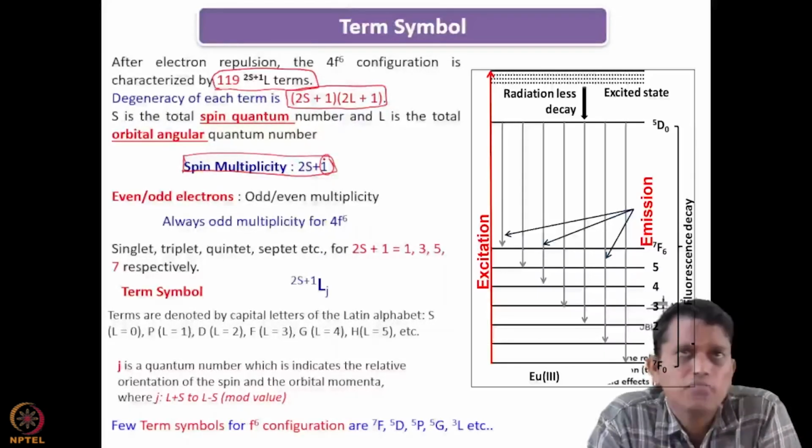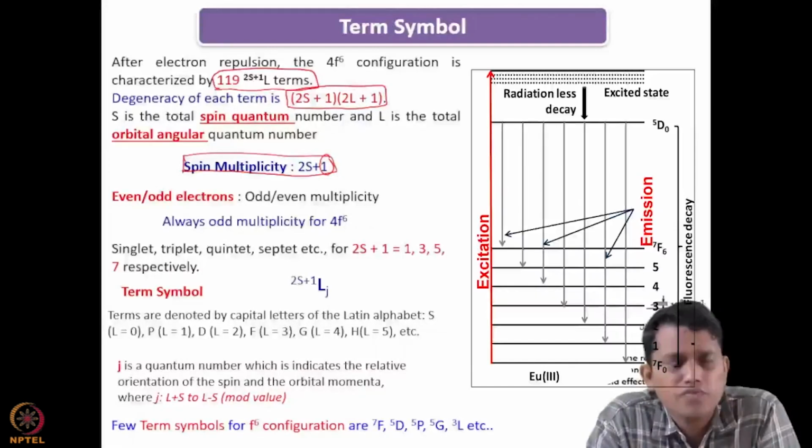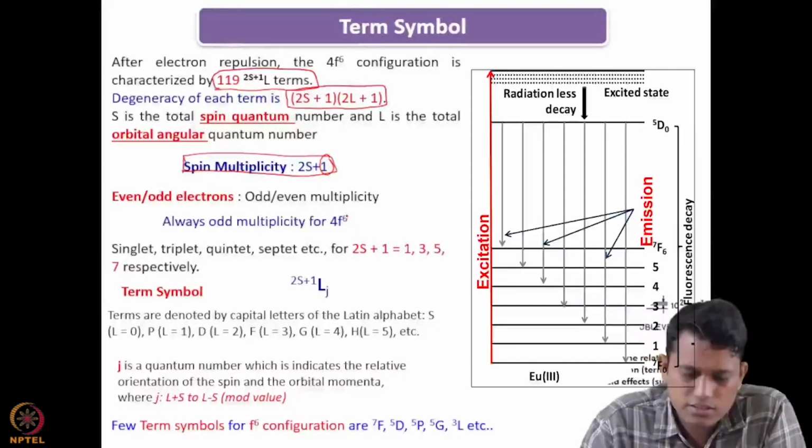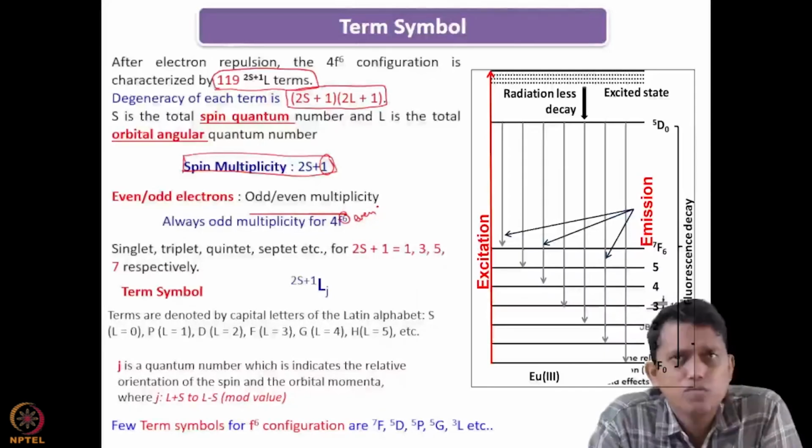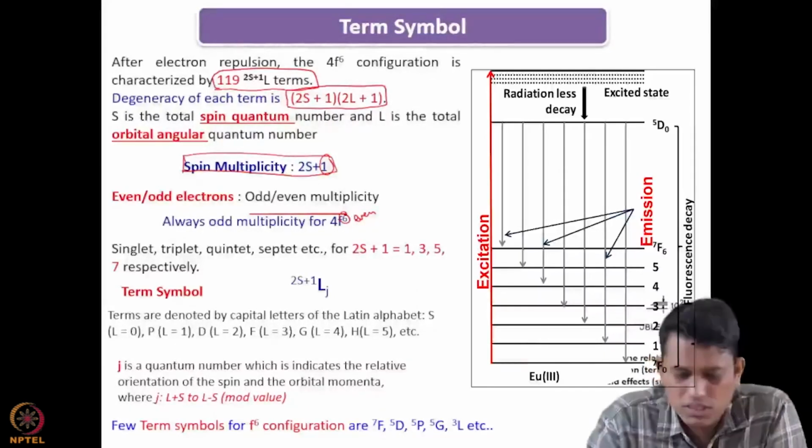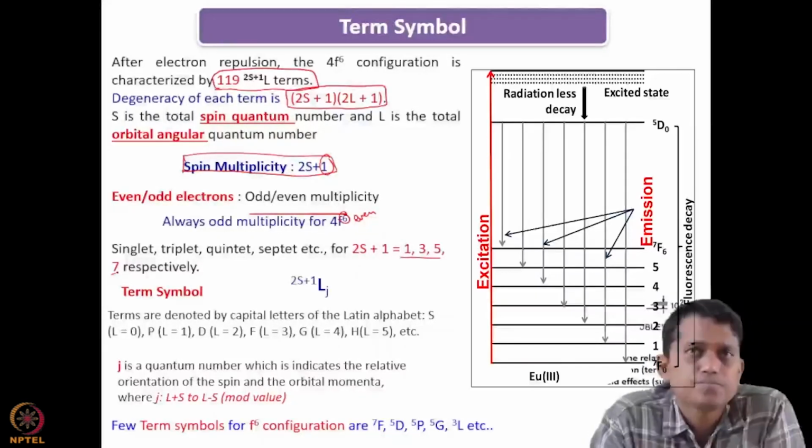If you have an even number of electrons, you will get an odd spin multiplicity. If you have an odd number of electrons, you get an even spin multiplicity. So for 4f6, it is an even system, right? You have an even number of electrons. For an even number of electrons, we should get odd spin multiplicity. So in this case, we can get spin multiplicity 1, 3, 5, 7, etc.